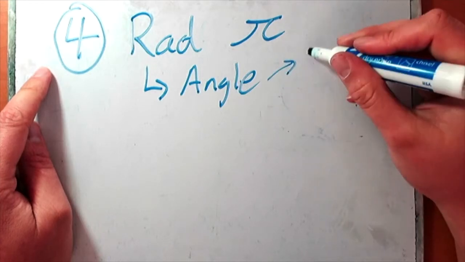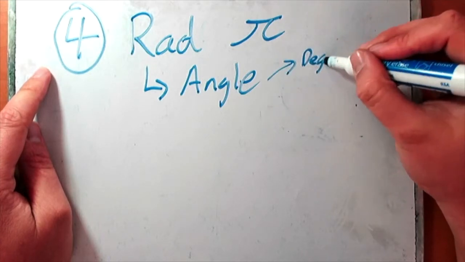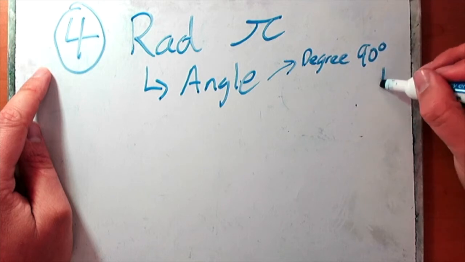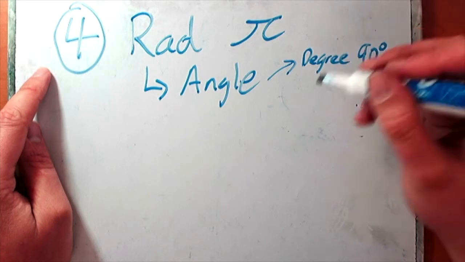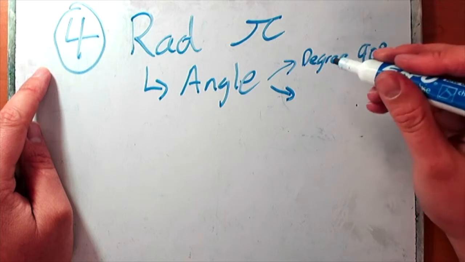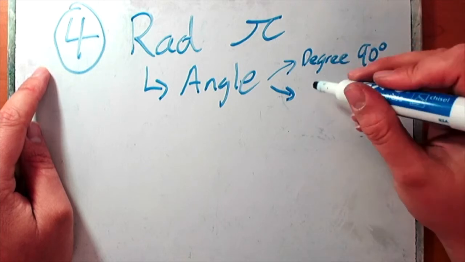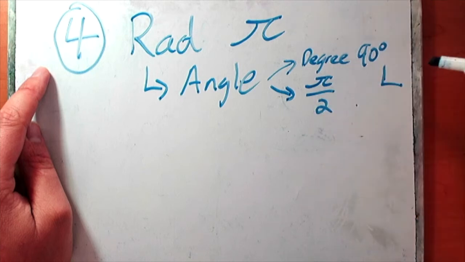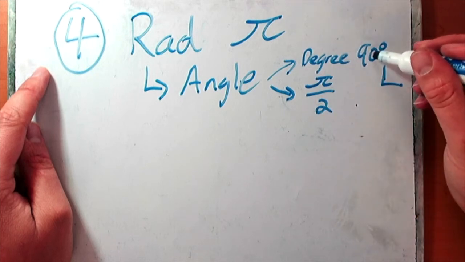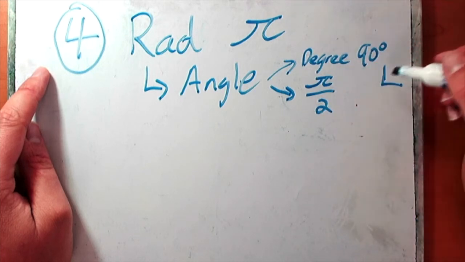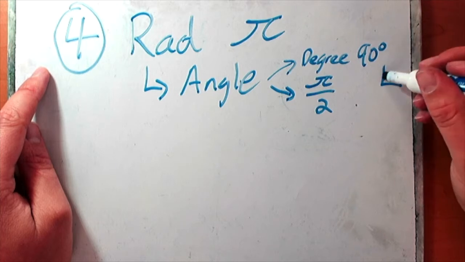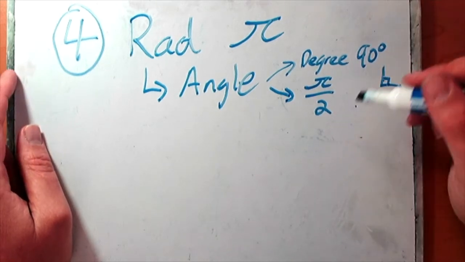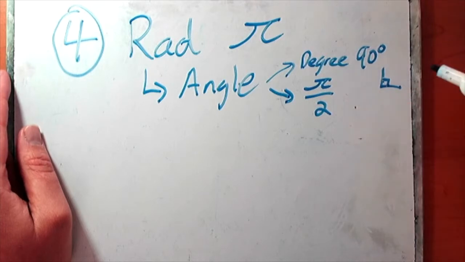One of them is degrees. You're used to 90 degrees, right? That is a right angle. The other way to do it is to say in radians, it's pi over 2. 90 degrees is the same thing as pi over 2. Literally the exact same thing, like no difference. Why do you need to know this? You actually just need to know it.